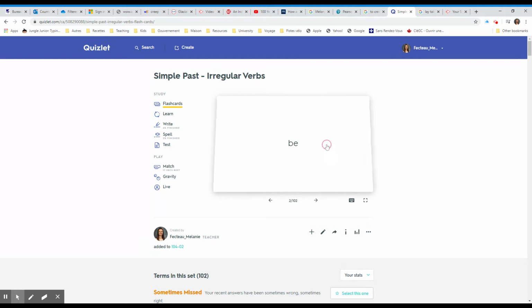The past of be is was or were: I was, you were, he was, we were, you were, they were, etc. So you can use the flashcards to study.